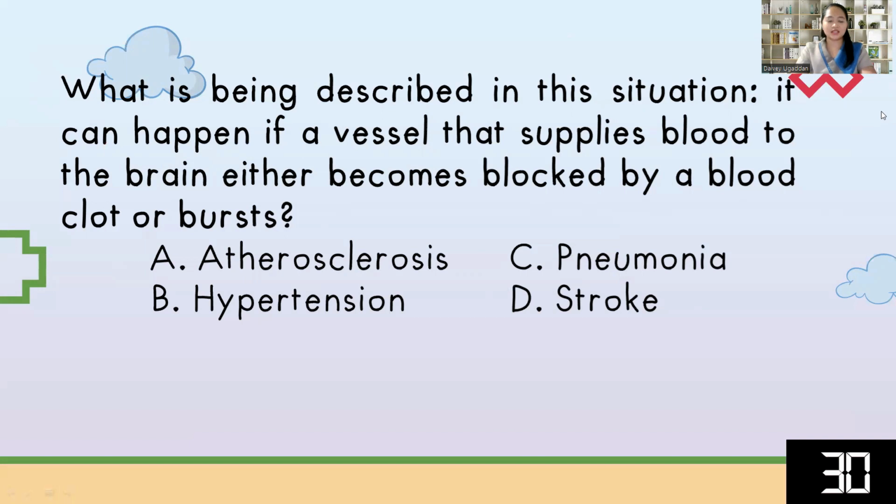Question number 6. What is being described in this situation? It can happen if a blood vessel that supplies blood to the brain either becomes blocked by a blood clot or bursts. A. Atherosclerosis, B. Hypertension, C. Pneumonia, D. Stroke. Please key in your answer in the comment section.